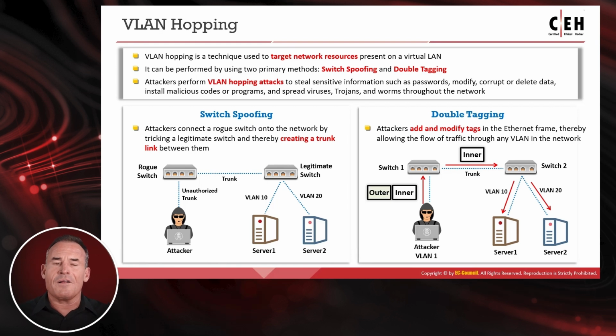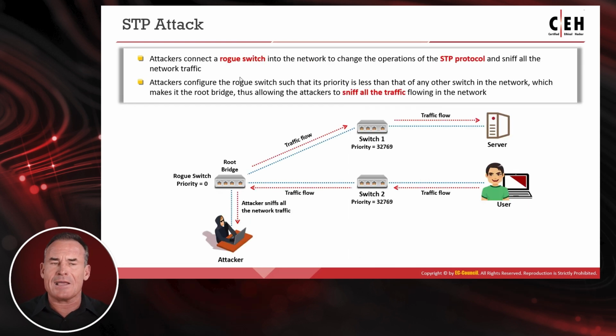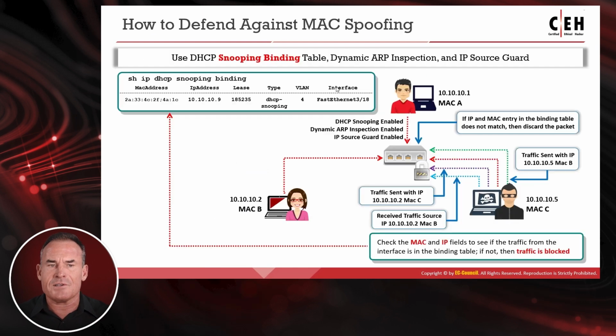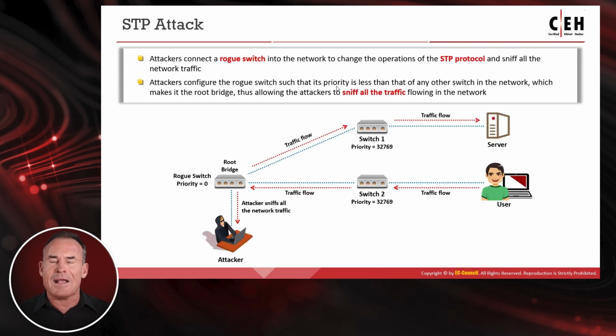So there are ways to attack VLAN configurations. Switch spoofing: connecting a rogue switch, making the rest of the network think you're a legitimate trunk switch, creating a trunk link. Double tagging: manipulating frames so that they contain more than one VLAN tag. Or attacking spanning tree protocol, which is designed to optimize connectivity and prevent routing loops. You can also make the network think you're a root bridge so you intercept all traffic.